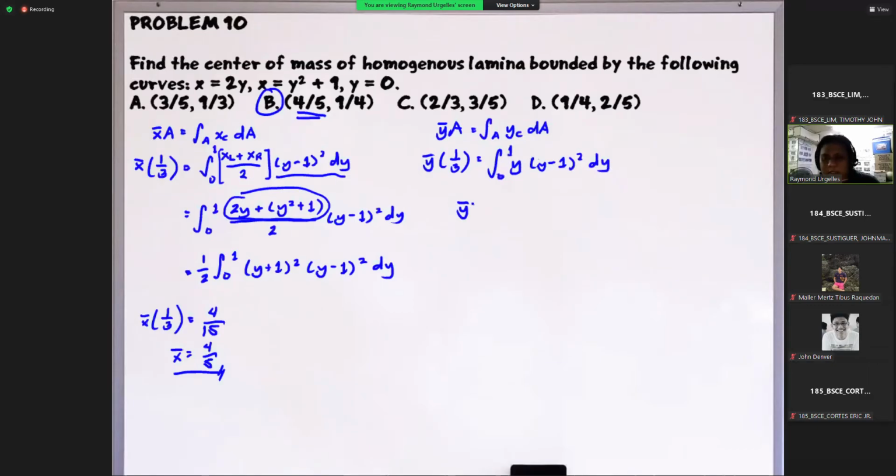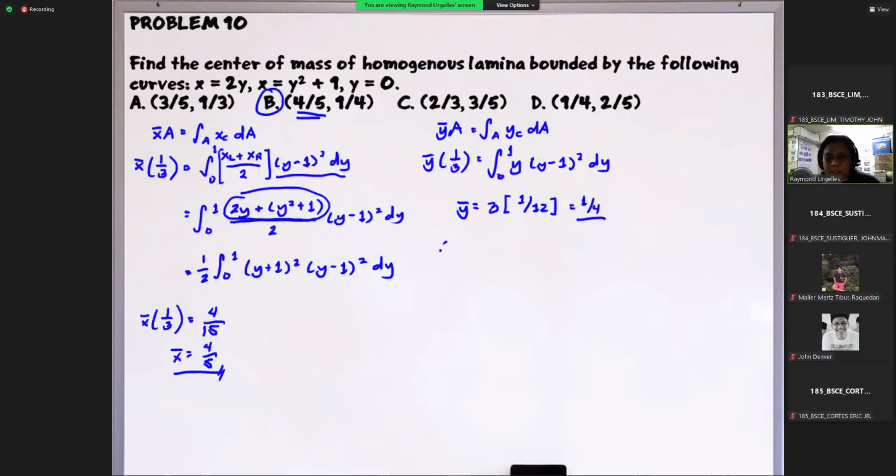So this we can solve. I'll move the 3 over here, multiplied by the integral of y times (y − 1) squared, from 0 to 1. So this is 1/12. Okay, that's right. So this is equal to 1/4.